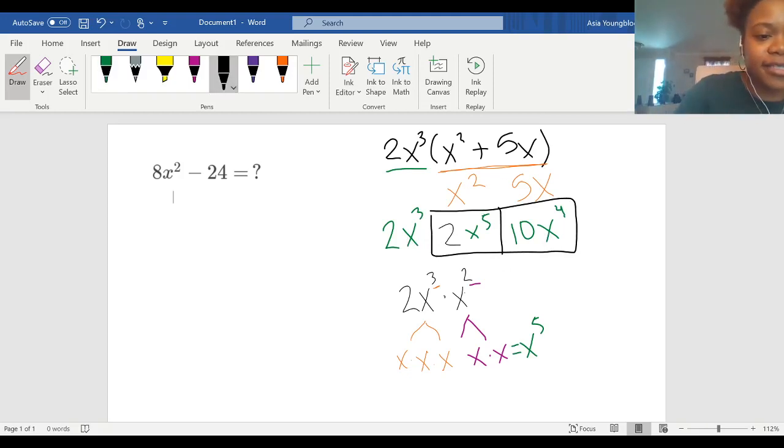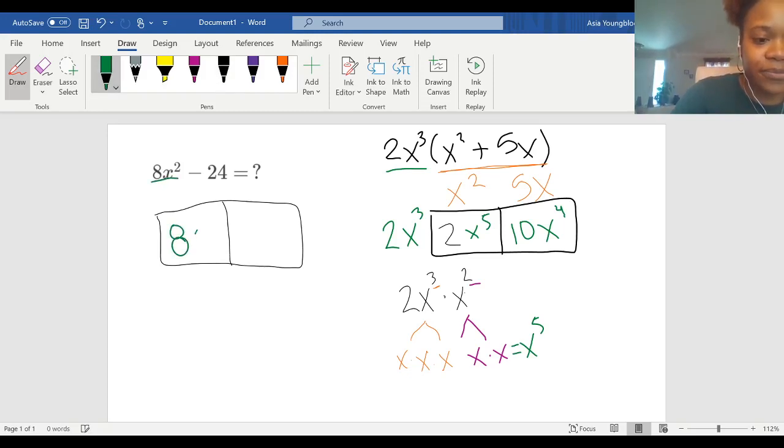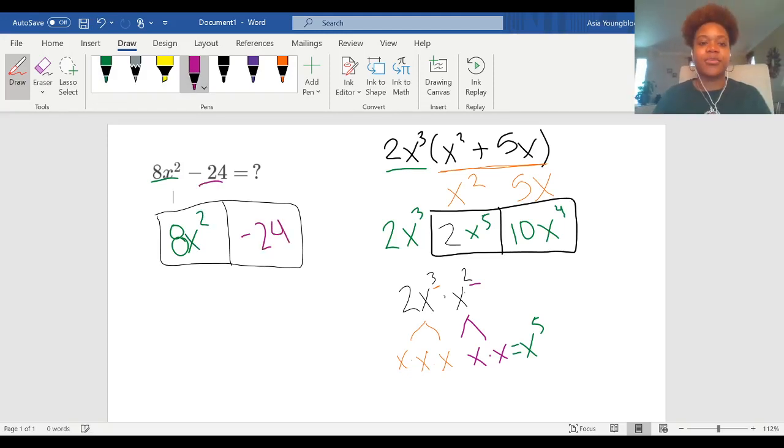So let's draw our boxes again. So we have these boxes because we have 2 parts or 2 terms separated by addition or subtraction. In our first box, we're going to put the 8x squared. In our second box, we're going to put the negative 24. So we have 8x squared minus 24, and we're trying to figure out what was multiplied to get that.